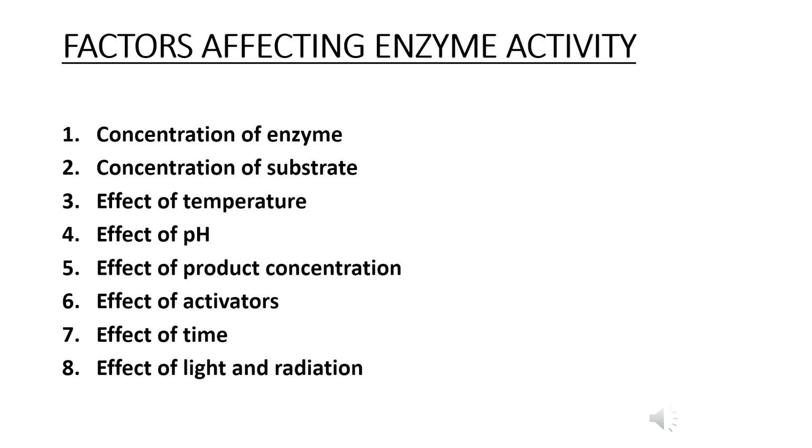Next is the factors affecting enzyme activity. There are mainly 8 factors which affect the enzyme activity. The first one is concentration of enzyme, second one is concentration of substrate, third one is effect of temperature, fourth one is effect of pH, fifth one is effect of product concentration, and effect of activators, effect of time, and the last one, that is effect of light and radiation. So these are all the factors which affect the enzyme activity.